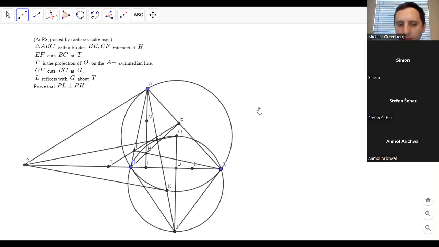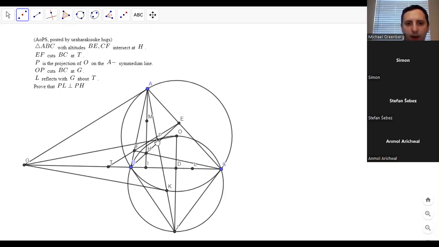So yeah, for Simon, because I know you're learning more about spiral similarities. So basically we want to show that triangle PHL is similar to triangle PAG. That would solve the problem because we know PAG is a right triangle. So if they were similar, then PHL would be a right triangle. So that would mean PL is perpendicular to PH. But that would be a spiral similarity, right? Taking triangle PAG to PHL.